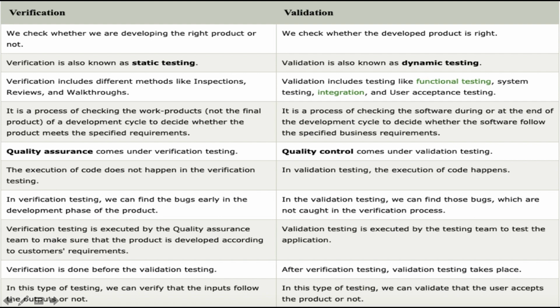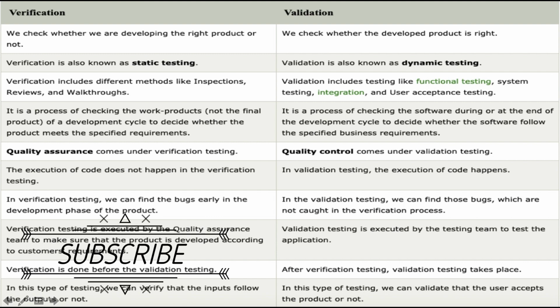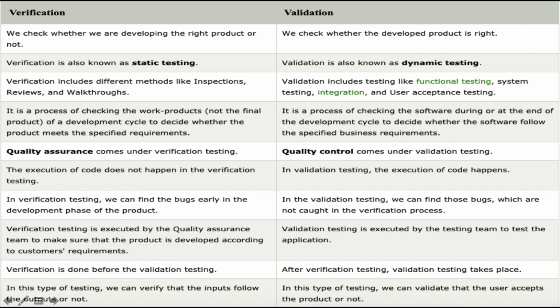In verification testing, we can find bugs early in the development phase of the product, because verification starts from the beginning of the development of the software. Whereas in validation testing, we can find those bugs which are not caught in the verification process. Any defect left out from verification can be caught in the validation process when the software is tested by the testing team.